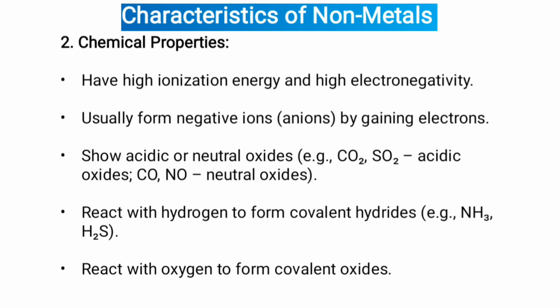Now, chemical properties of non-metals. They have high ionization energy and high electronegativity, usually form negative ions or anions by gaining electrons, and show acidic or neutral oxides, e.g. CO2 and SO2 are acidic oxides, while CO and NO are neutral oxides. They react with hydrogen to form covalent hydrides, e.g. NH3, H2S. They react with oxygen to form covalent oxides.